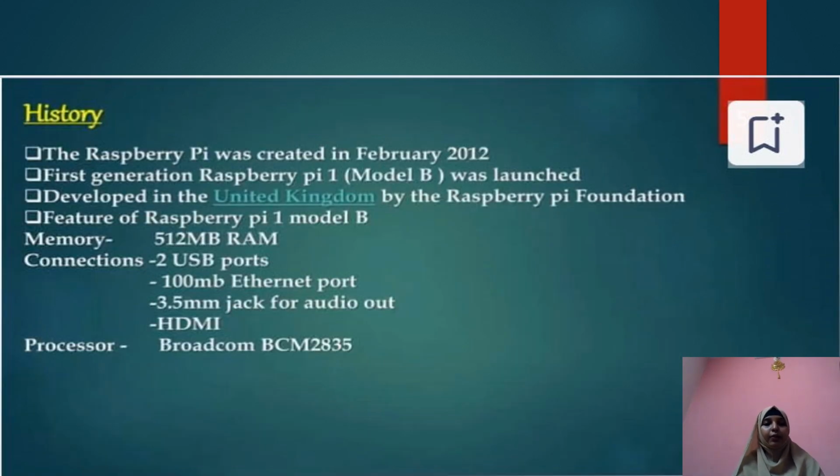So now let's look into the history of the Raspberry Pi. The Raspberry Pi was created in February 2012. The first generation of the Raspberry Pi, the Model B, was launched, developed in the United Kingdom (UK) by the Raspberry Pi Foundation. The features of the Raspberry Pi Model B: memory with 512 MB RAM, connection to USB ports, 100 MB Ethernet port, 3.5 mm jack for the audio out, HDMI, processor Broadcom BCM 2835.